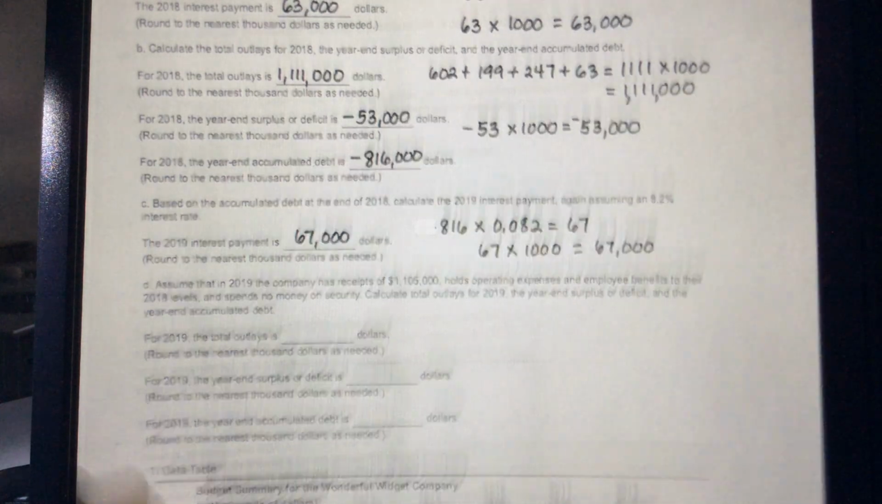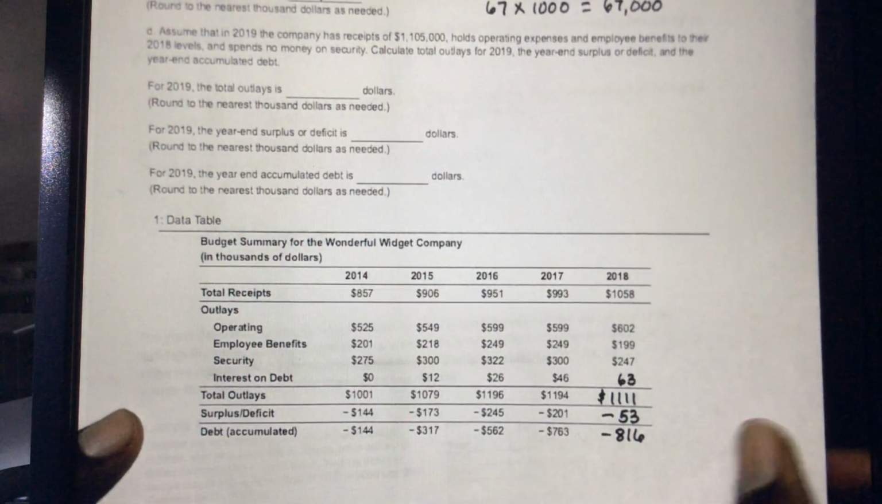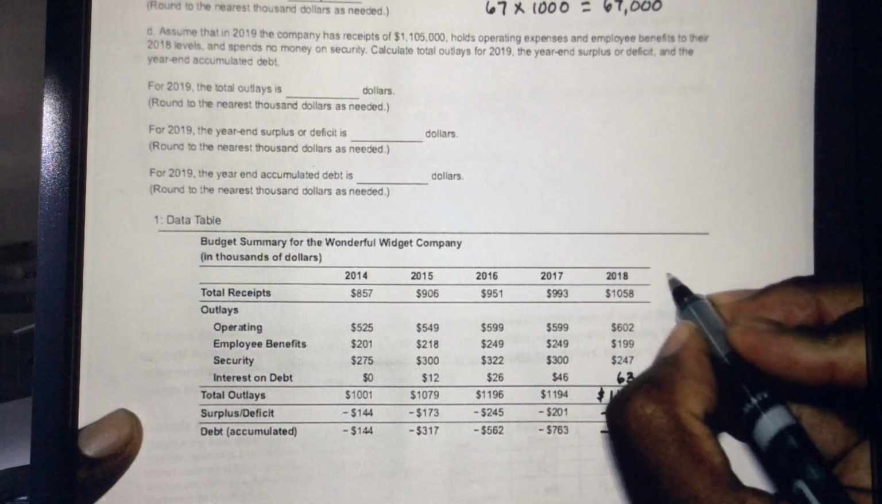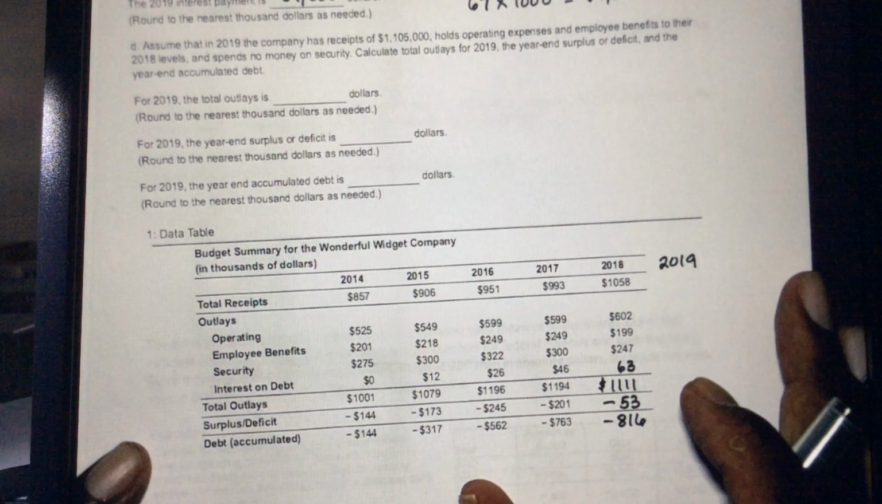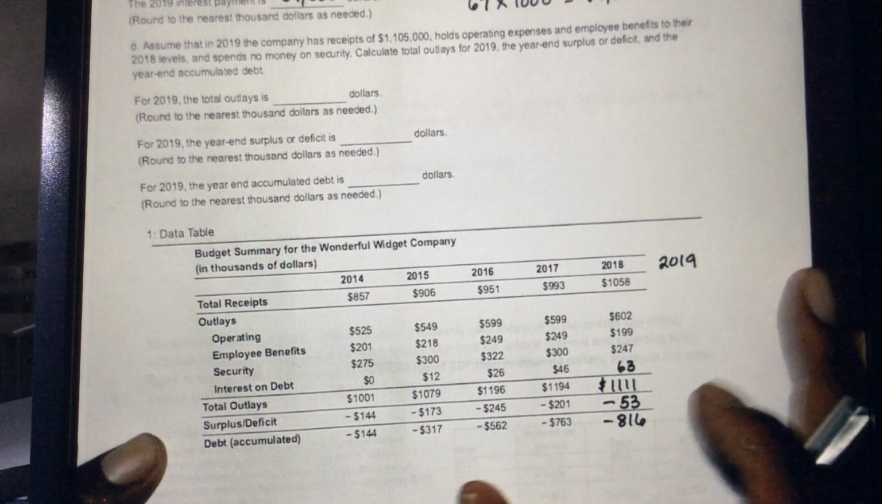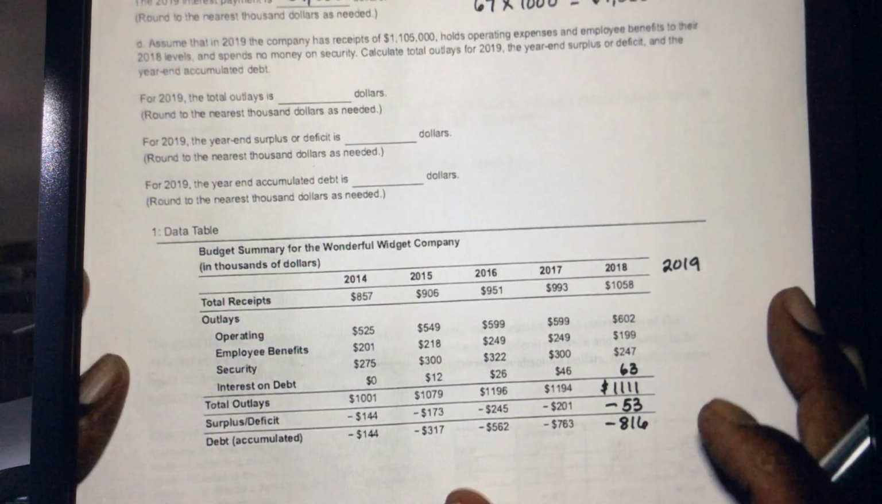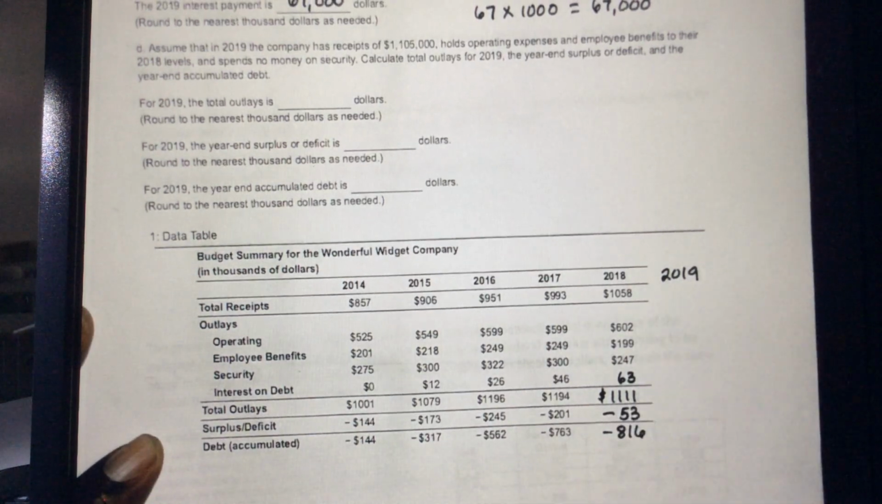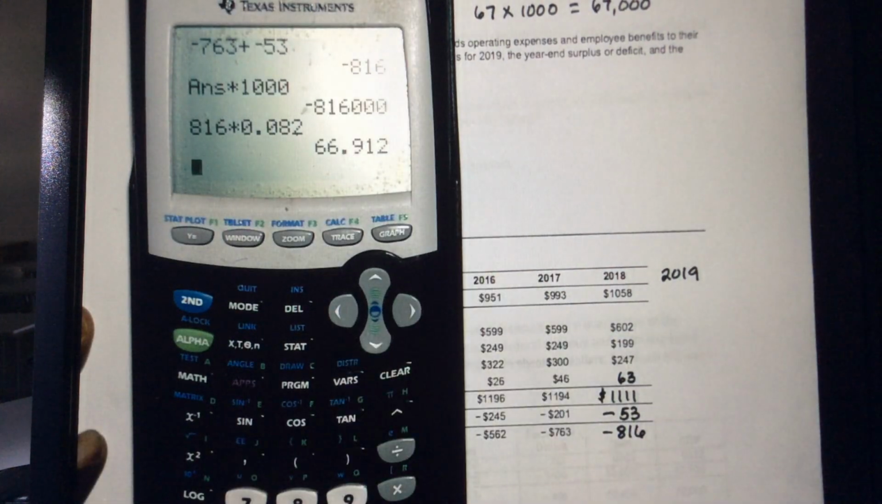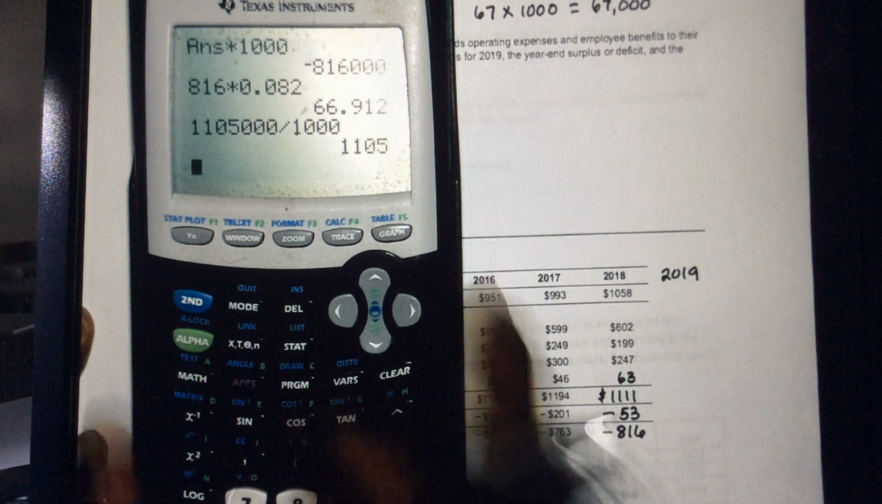Okay, so I'm going to go down to this table here. I'm going to add 2019 here onto the side. The total receipts, that was $1,105,000. So I'm going to write this as this. I can do this. Take that 1,105,000 with 3 zeros, divide that by 1,000. That'll be 1,105.